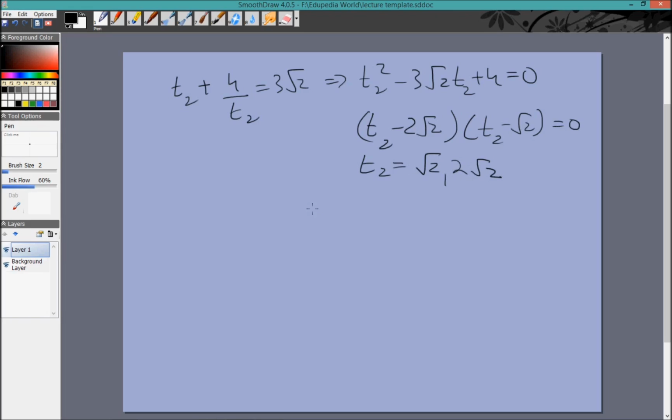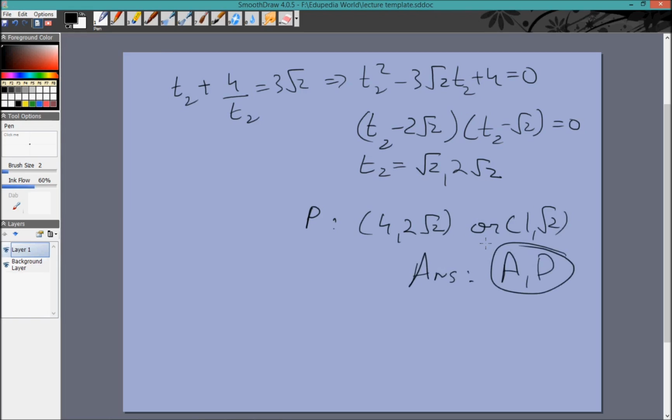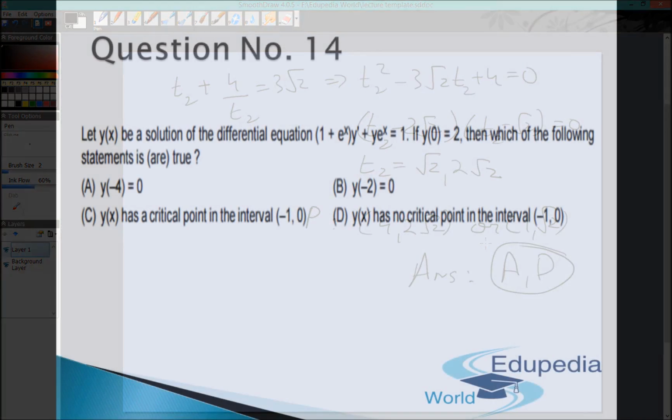And that means P is just (at square, 2at) for both the cases. So it will be (4, 2 root 2) or (1, root 2), which means the answer is A or D. Let's look at the next question.